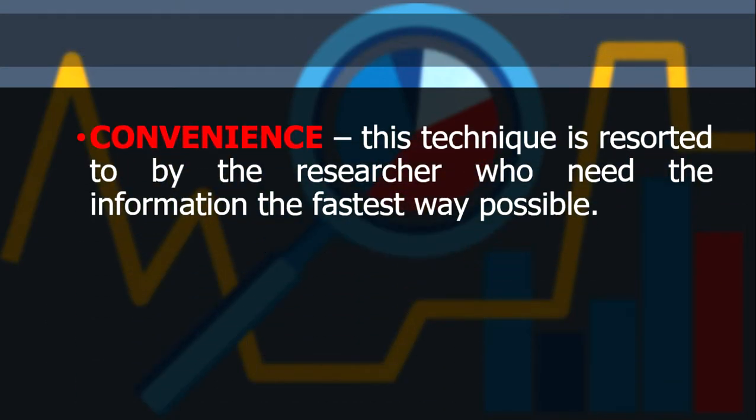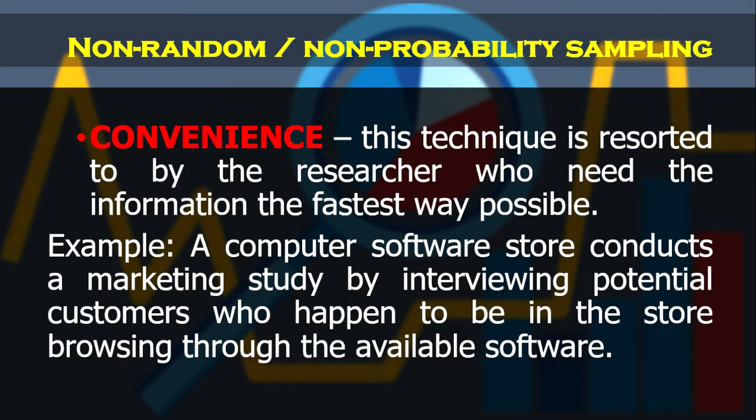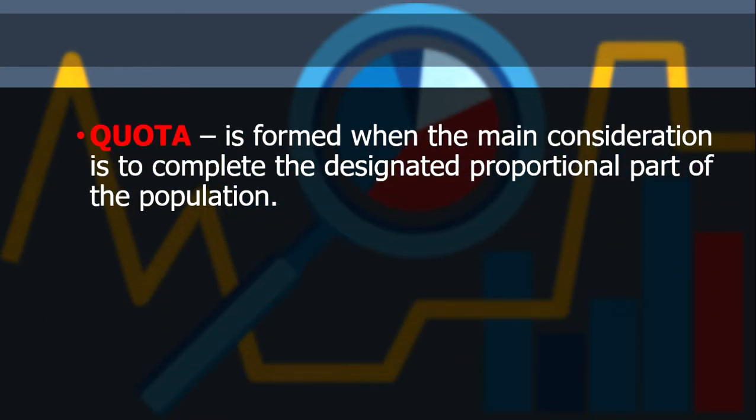And then for convenience, this technique is resorted to by the researcher who needs the information the fastest way possible. Okay, so the word convenience. A computer software store conducts a marketing study by interviewing potential customers who happen to be in the store browsing through the available software. Usually, convenience is very useful when it comes to collecting preliminary or pilot data. It's an ease of access to the subjects, such as the customers, people at the mall, or passersby in the street.